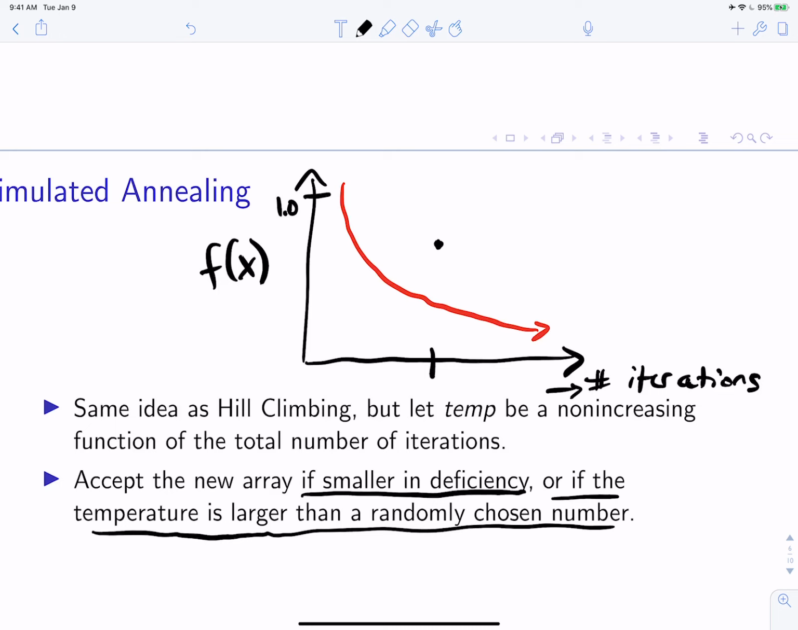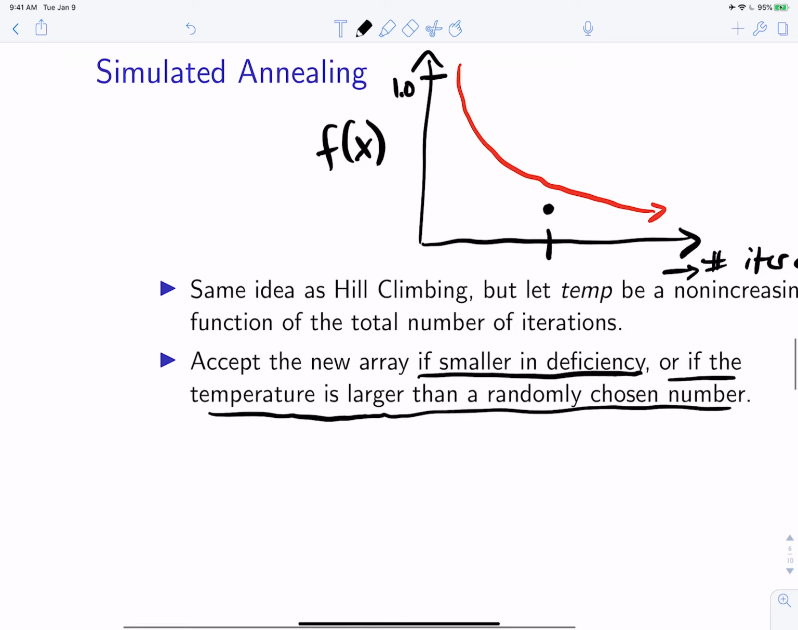And if the randomly chosen number is below the line, as a result of having the deficiency go up, then if it's below the line, we keep the change. If it's above the line, we don't keep the change. So in this case, because the dot is above the line, we don't accept the change. But if the dot was, say, down here, then we accept the change.